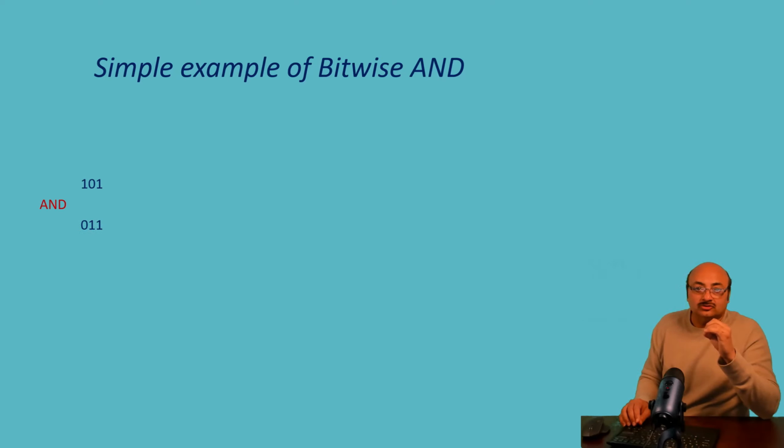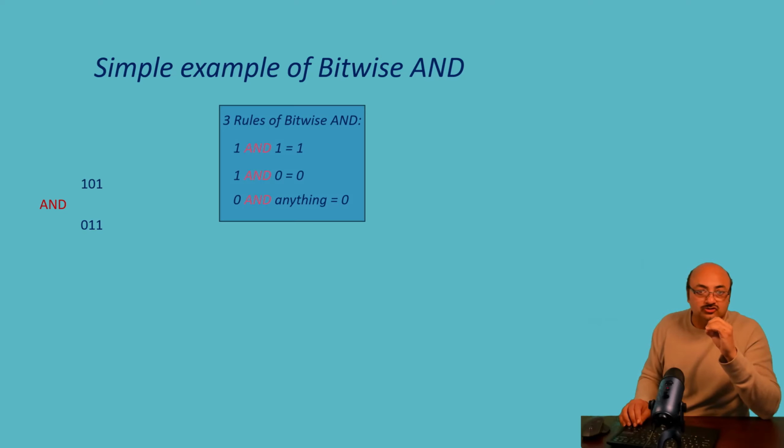I have two numbers 101 and 011. On these numbers, I'll apply the bitwise AND operation using the 3 rules. And the result is 001. How? Let us check one digit at a time for comparison between the two numbers. 1 and 1 as per the first rule gives me 1. 0 and 1 as per the third rule gives me 0. And then finally 1 and 0 as per the second rule gives me 0.